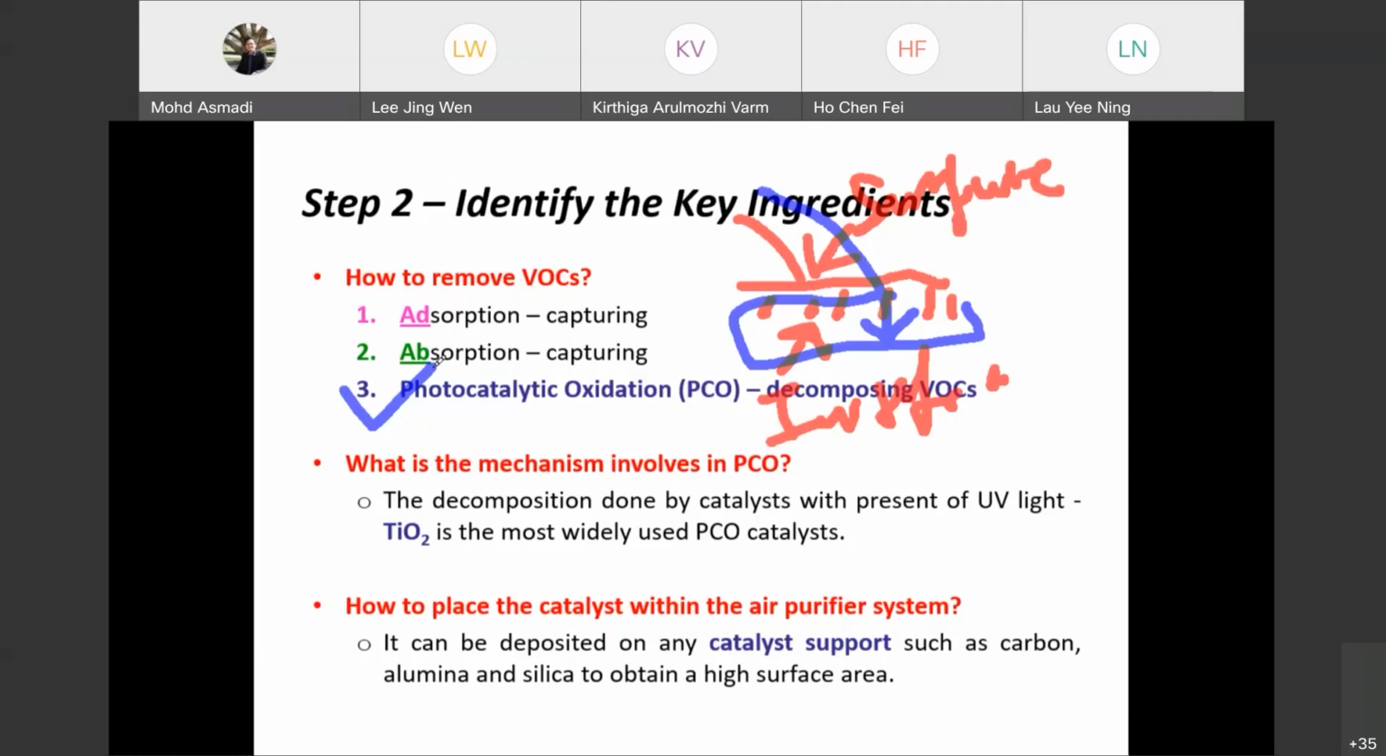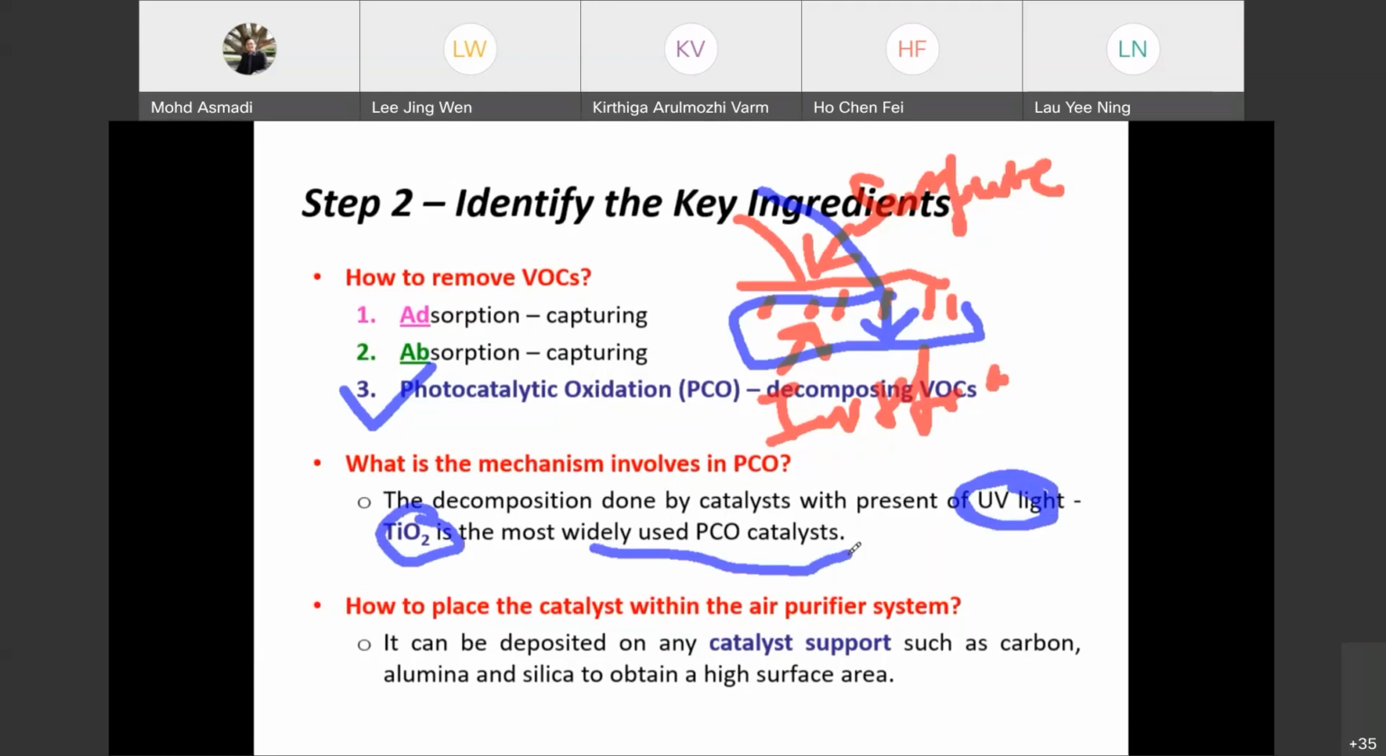What is the mechanism? If you look here, decomposition is done by the catalyst in the presence of UV light. Titanium oxide is the most widely used for PCO. So titanium oxide is the key ingredient. You have to remember that one. Why do we use titanium oxide?